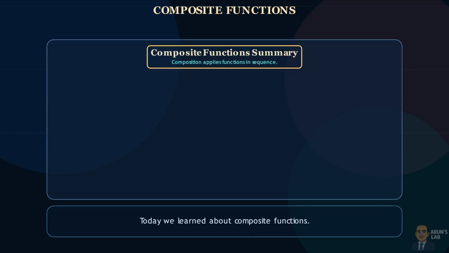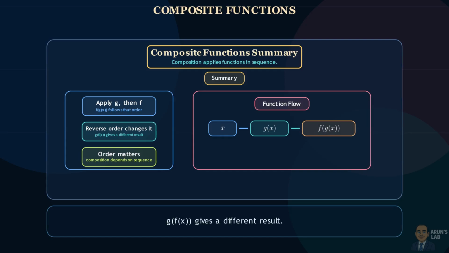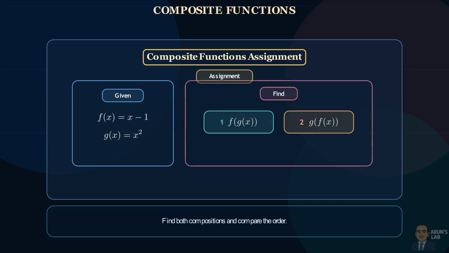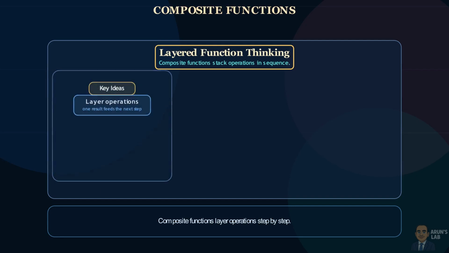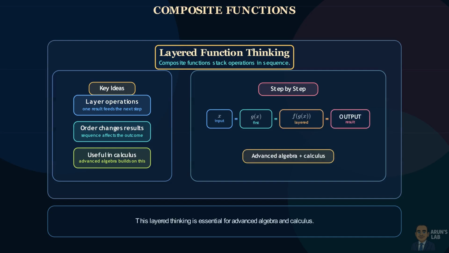Today we have learned about composite functions. A composite function applies one function and then applies another. Also we have learned f of g of x means applying g first, then f. Then g of f of x gives a different result. Order matters in composition. These ideas help us to understand complex transformations. Please try to solve this problem by yourself and also explain why the results are different. When you understand composite functions, you begin to see how mathematical operations can be layered step by step. And this layered thinking is essential for advanced algebra and calculus.